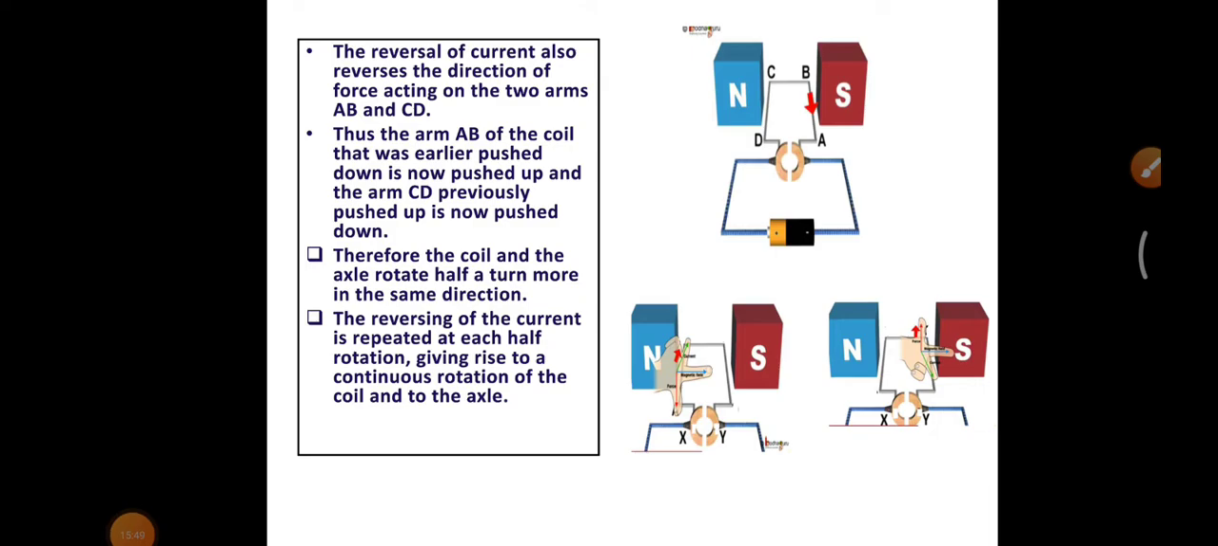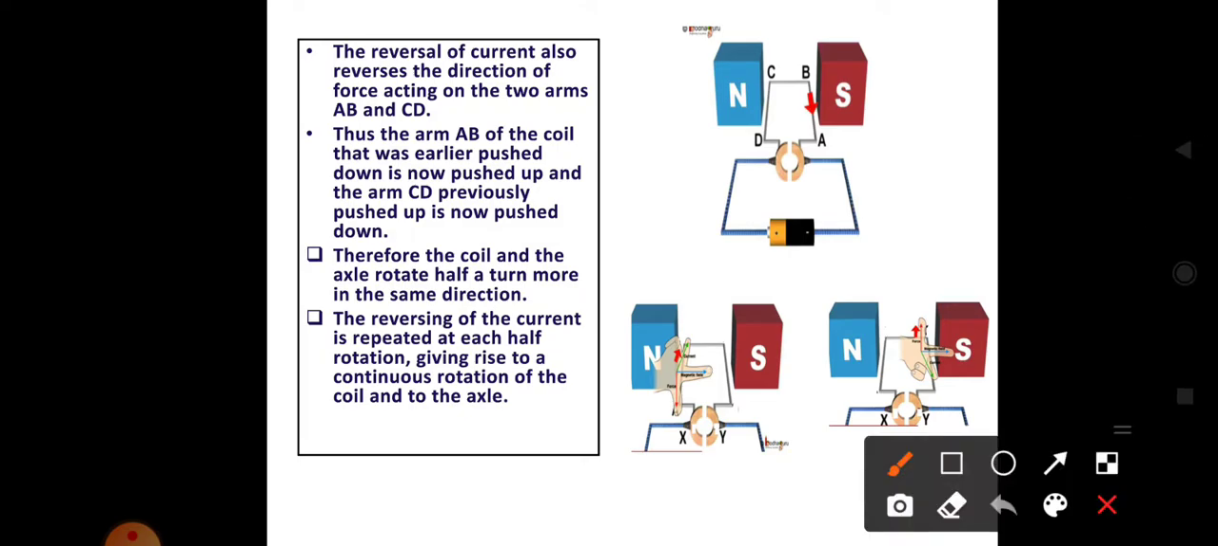The reversal of current also reverses the direction of force acting on the two arms AB and CD. See, after a half rotation, in the CD arm the current is upward, and in the AB arm the current is downward. Now you have to use Fleming's left hand rule. This is the magnetic field direction, this is the current direction, so this is the force. So in the CD arm the force is downward.